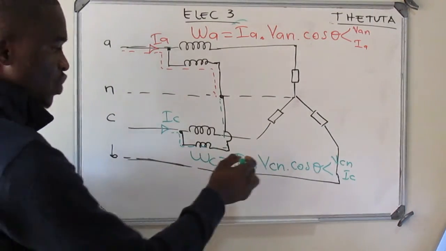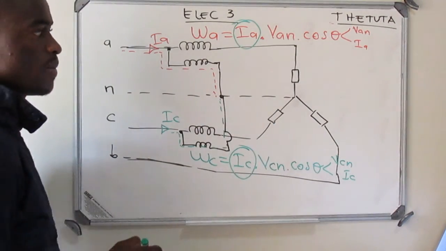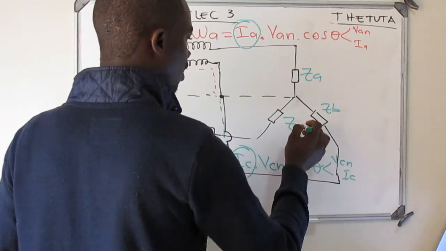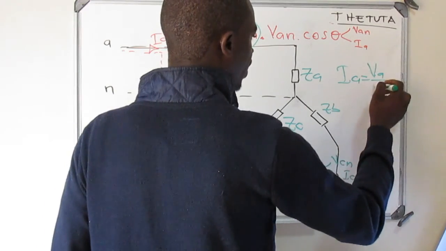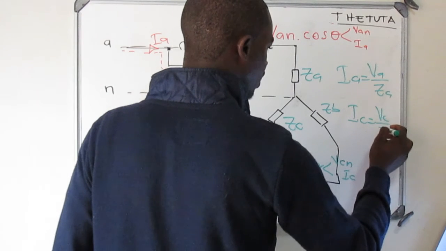And then you know already how to calculate this current when you have a load with impedances. Because you have an impedance there, ZA, ZB, ZC. So your IA is going to be VA divided by ZA. You know already. Your IC is going to be VC over ZC.